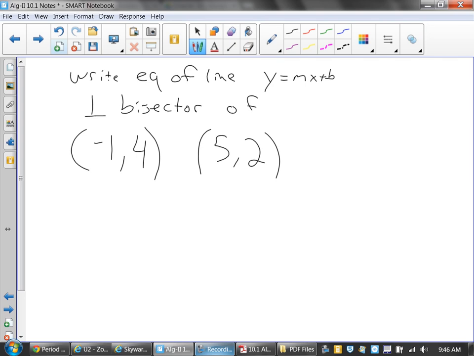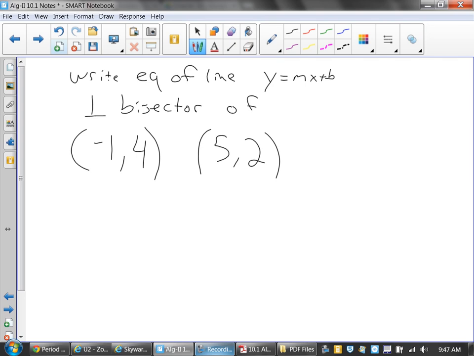No, we didn't do perpendicular bisector. We wrote the equation of the line that was perpendicular. We didn't do the perpendicular bisector. So, what's the other equation? Y equals mx plus b. Then there's point-slope form. We'll go over that here in a second.